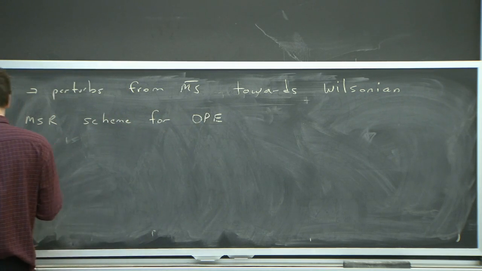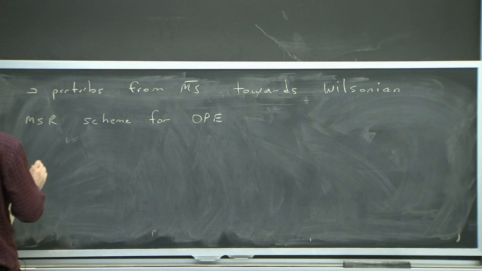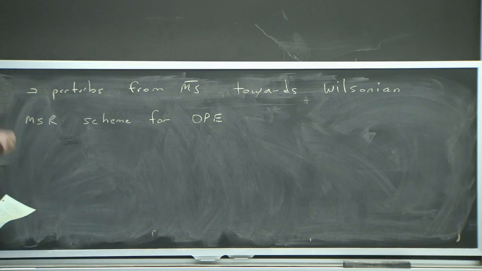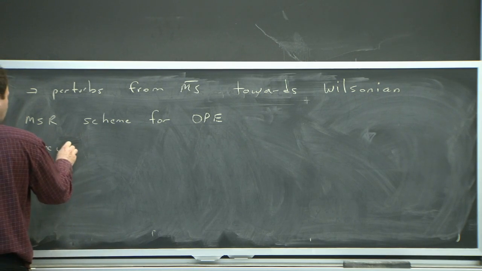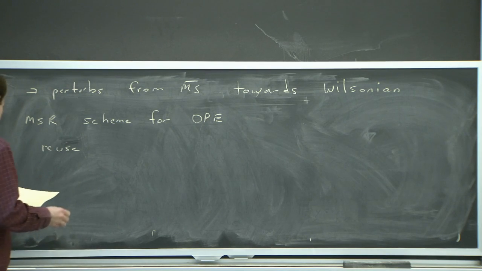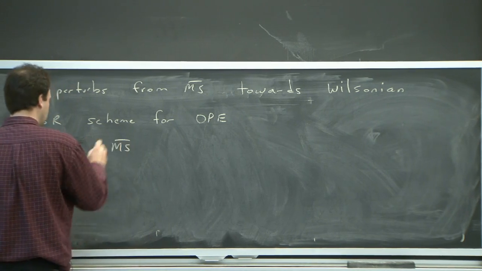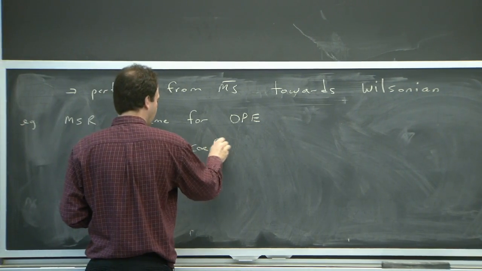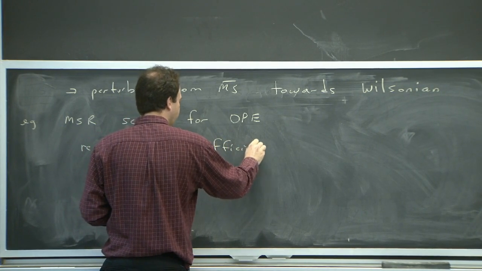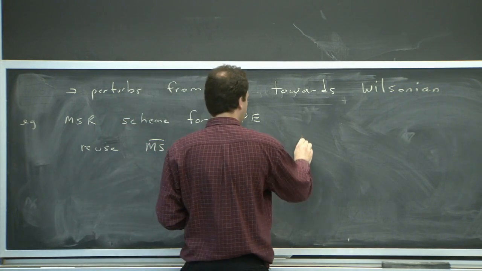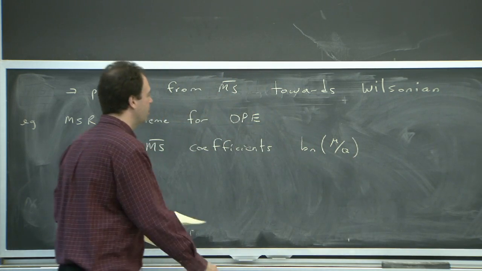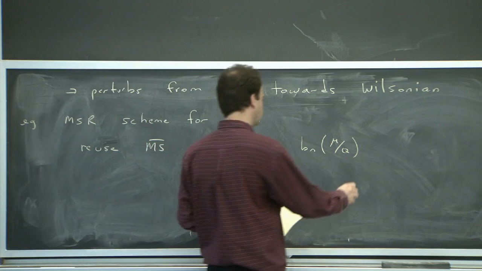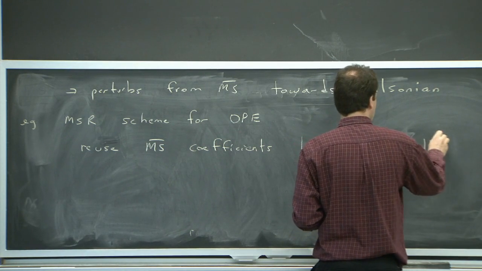Okay, so let me give you a well-defined scheme, which is analogous to the scheme that we just talked about, which was the MSR scheme for the mass. There's also an MSR scheme for the OPE. And again, the attitude is, let's not calculate anything new that we don't have to. So we'll reuse the coefficients of MS bar. Those coefficients had the Renormalon. If those coefficients were, as we called them a few minutes ago, Bn of mu over Q, we just reuse these at a different scale.